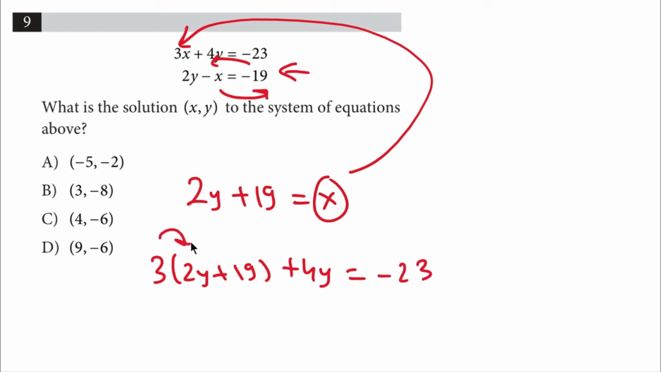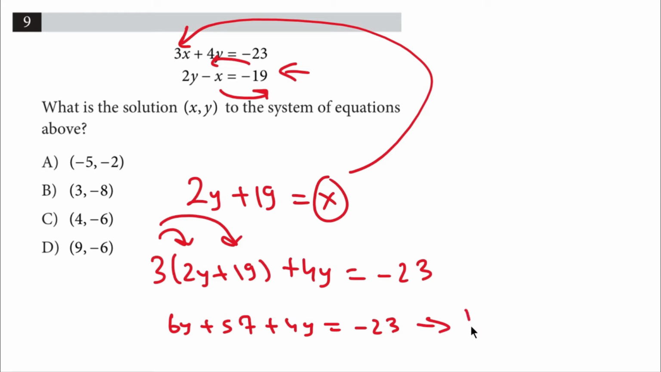Now let me spread this 3 inside the parentheses. 6y plus 57 plus 4y is equal to negative 23. And let me simplify everything further. 6y plus 4y gives you 10y, and 10y is equal to negative 23 minus 57, which gives you negative 80.